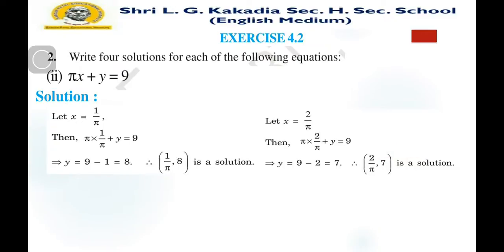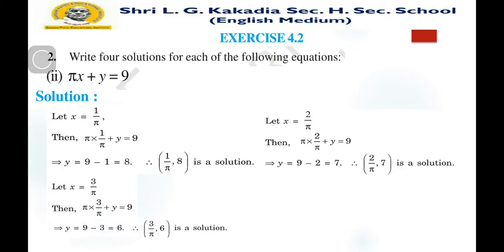As well, we are going to take 3 by pi, so that we can find the value of y is 6. So 3 upon pi comma 6 is a solution of the given linear equation. As well, we can take 4 by pi, so we find 4 by pi comma 5 is a solution. We put the value of x and reduce it to one variable y, then we can find the value of y. By this way we can find the values of x and y that are solutions of the given linear equation.